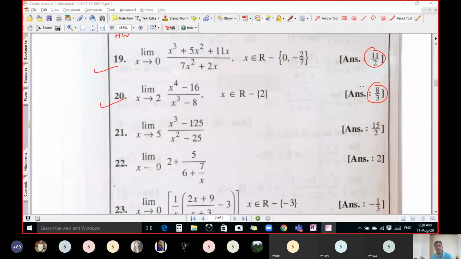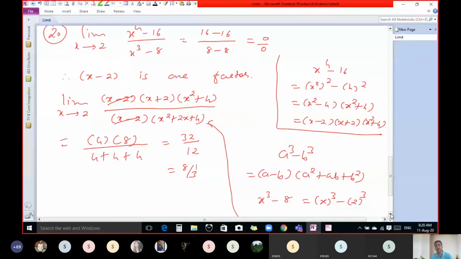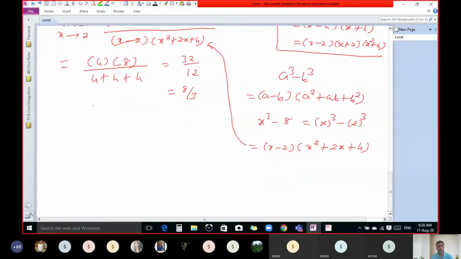But see, as I said, sometimes it is difficult for students to factorize like this because they don't have a good command on factorization. So what to do? You can use the same method, the division method. Let us say we want to find the factor of this by using the division method, and we know that one factor is x minus 2. So you have to write x cube minus 8, and here you have to write x minus 2.